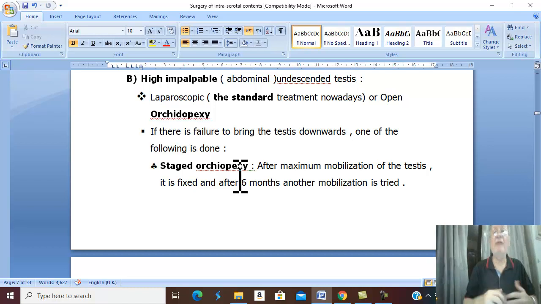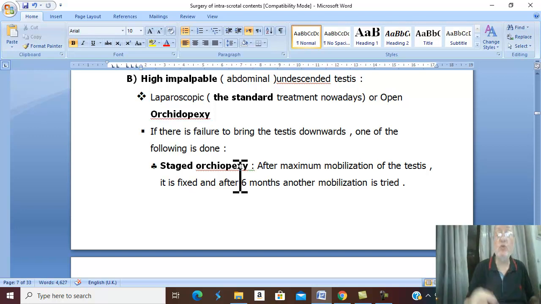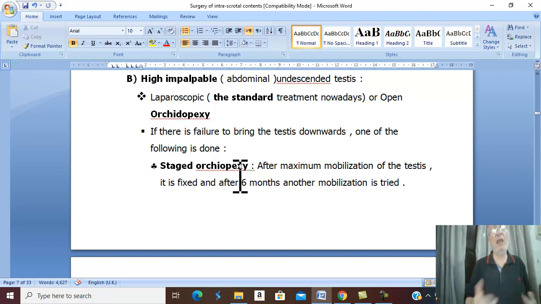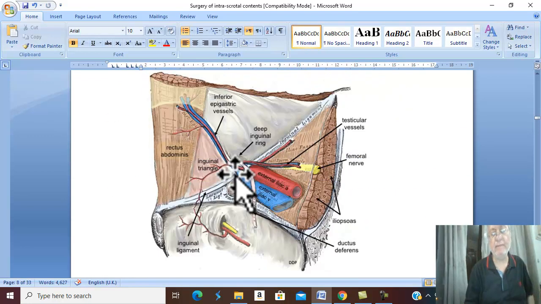After 6 months, the tissue grows, the spermatic cord and the vessels grow, and we can do another operation to dissect the testis, and the scrotum can be reached by this testis in the next operation. Therefore, step by step, this is staged orchidopexy. Or the microvascular technique. What is the idea or principle of the microvascular technique?